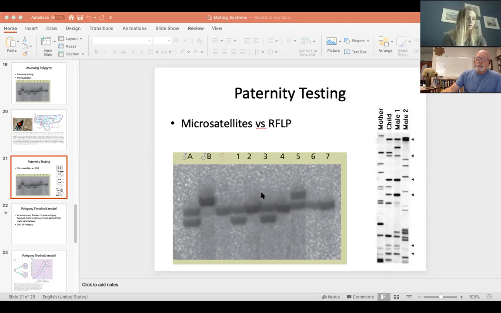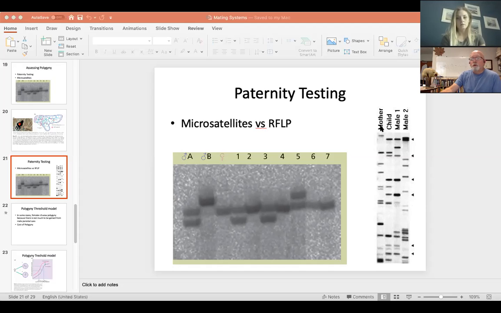With microsatellites, you have to assay each locus separately, with separate primers for all of these loci, etc. And so that's a little more time-consuming, although it gives you basically the same kind of information. This is just one of the cases where, in the case of an older technology, it actually gives you more information than a newer technology.